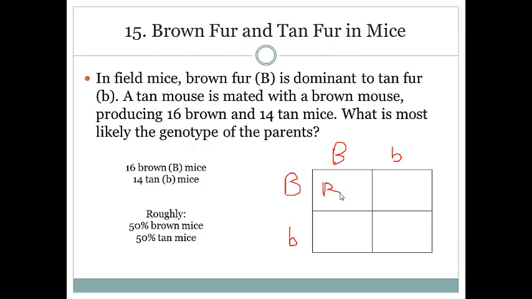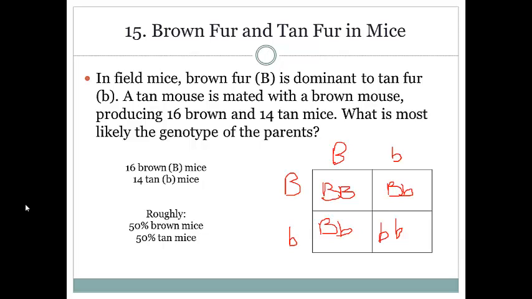So we would get big B, big B, big B, little b, big B, little b, and little b, little b. So if we look at this, that's 75% brown fur and 25% tan fur. So this doesn't quite make sense.